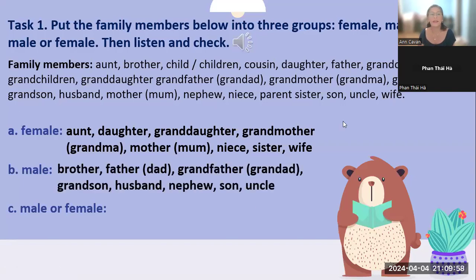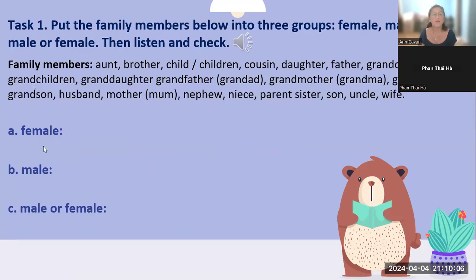Caroline, please put the family members below in three groups: female, male, and male or female. You can write your answer in the chat box. Write only four or five family members for each group, so it will not be too long. Do you understand, Caroline? Yes. Very good.